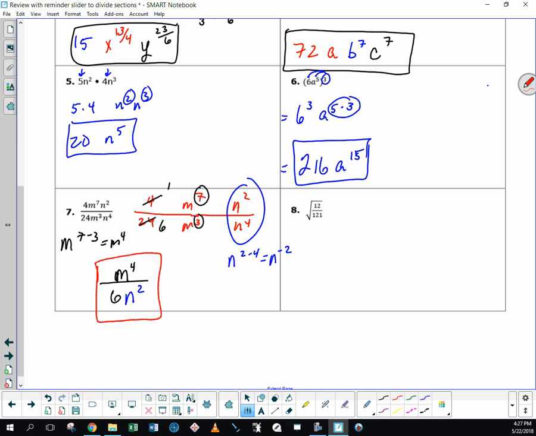And so our answer is m to the 4th, all divided by 6n squared. Now we're taking a look at question number 8.